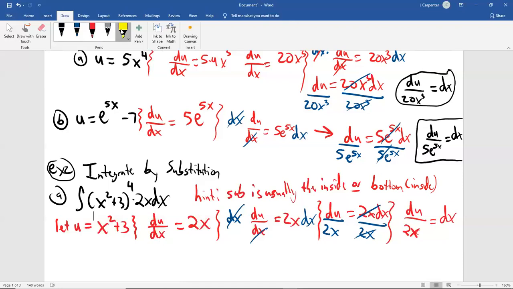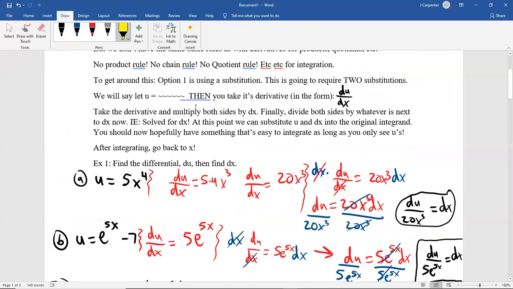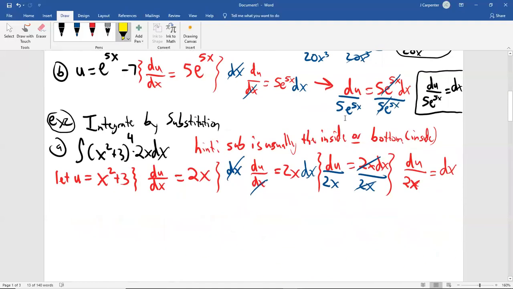So now what are we doing? At this point, you can substitute u and dx into the original integrand. So we're going to write a u wherever you had x squared plus 3 previously, and we're going to write du over 2x wherever we saw dx previously. Those are the things that are getting substituted.